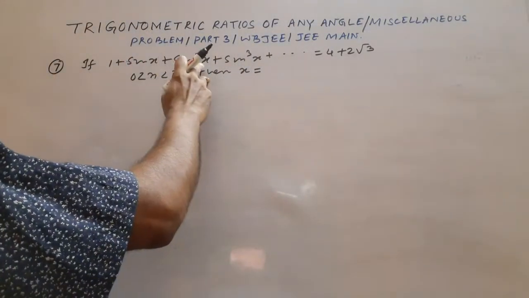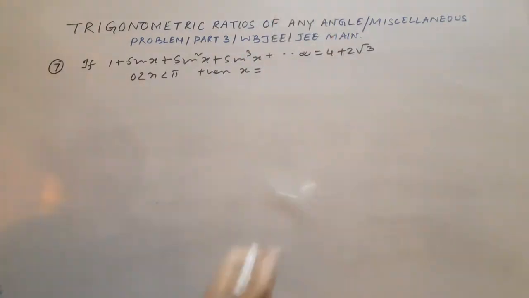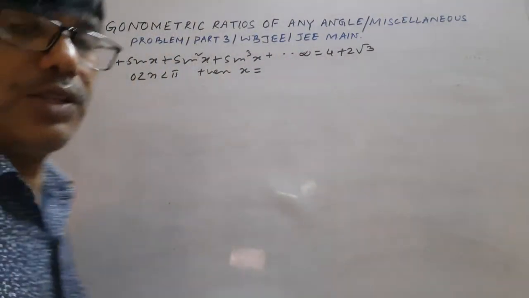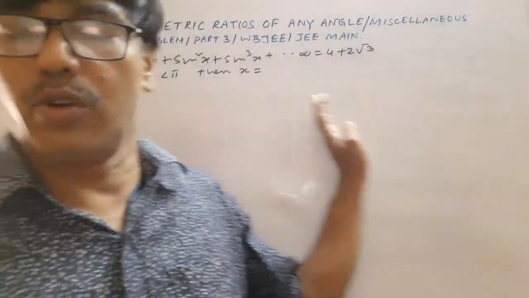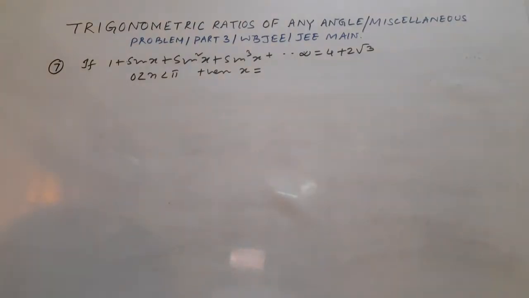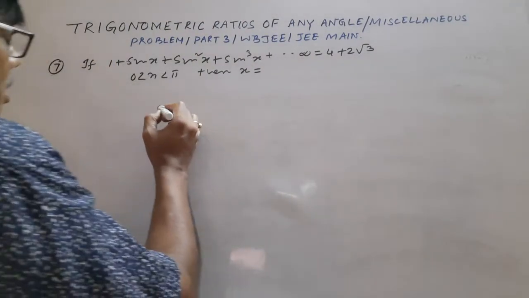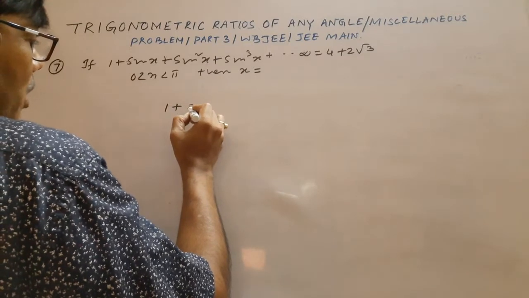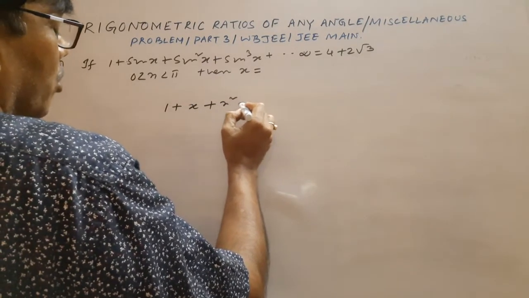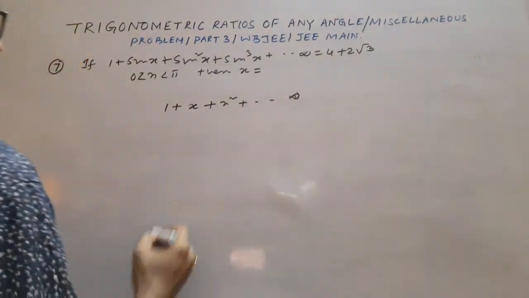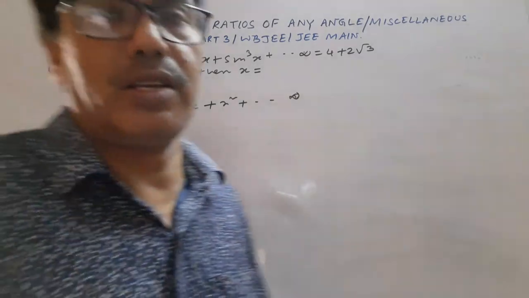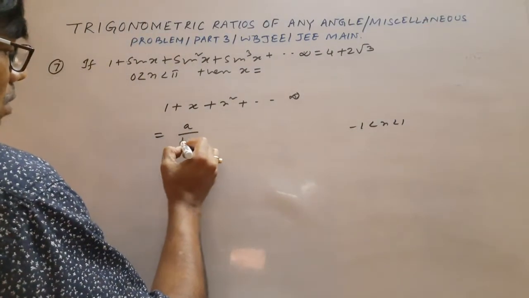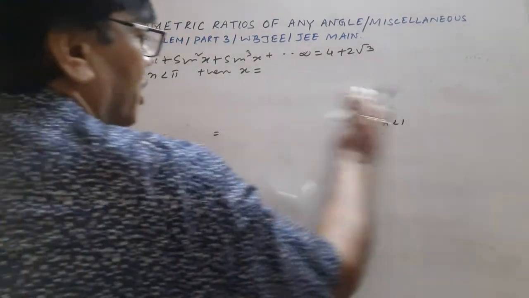1 plus sin x plus sin square x plus sin cube x, dot dot infinity, equals 4 plus 2 root 3. So look, this is a problem of infinite GP series. There is a result: 1 plus x plus x square, dot dot infinity. The sum is possible when x lies between minus 1 to plus 1, and the sum is a by 1 minus r. So the general result is this one.